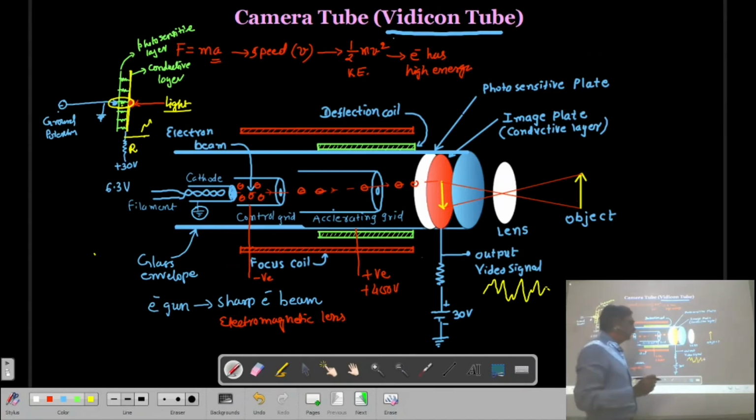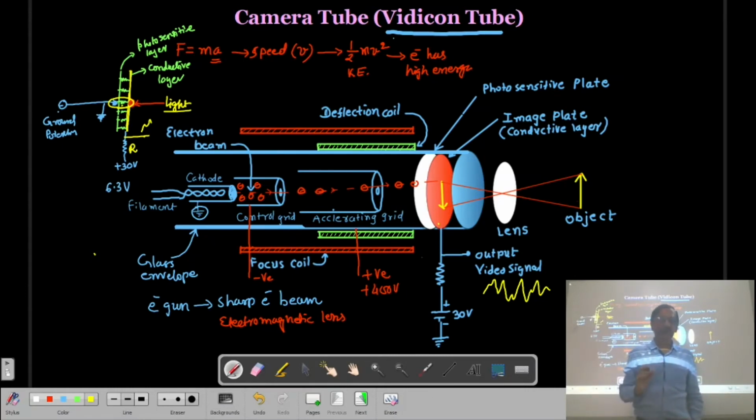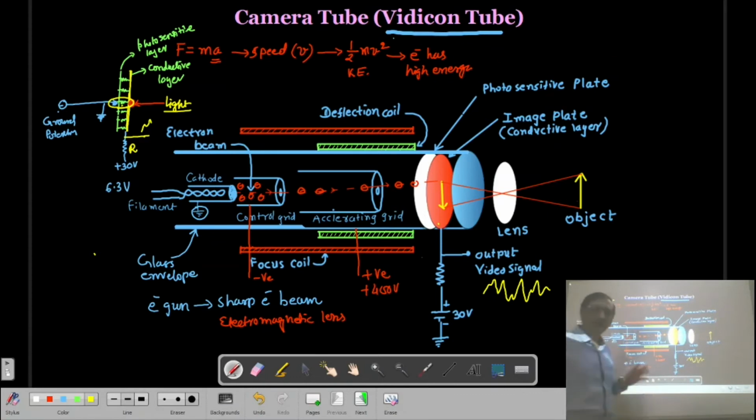So again, try to understand. This object is focused on an image plate through a lens. Image plate is nothing but a kind of conductive layer. This conductive layer is connected with the photosensitive plate, which works as a kind of variable resistance. This resistance changes as the intensity of the light changes. When this electron beam strikes this photoconductive layer, it will provide a ground potential to the photosensitive layer.